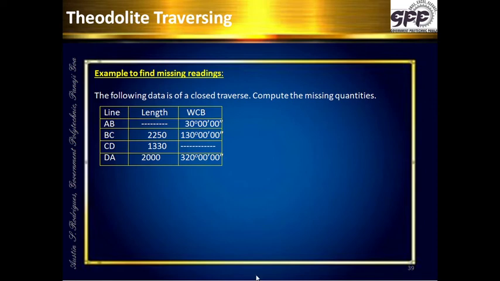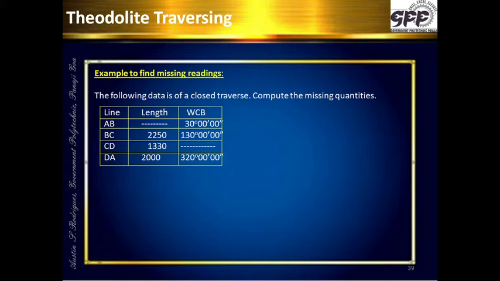Hello friends, let us look at another problem of missing readings. In this problem, one length and one angle is missing. Obviously, one length could not be measured, maybe because there was an obstruction in chaining, could be something like a pond, lake, river, anything of that sort, but finding the angle was possible. And in another case, finding the length was possible, but finding the angle was not possible.